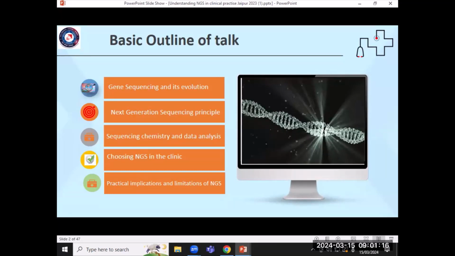So how has gene sequencing evolved over a period of time? What is next generation sequencing? Its principle, and the different sequencing chemistries that we talk about. Whenever you are looking at a report, you should know what kind of chemistry has gone behind getting that data. And choosing NGS in the clinic, what should be the right one? I know we keep hearing so much information about exome and transcriptome and panel and CGP. So you should know its practical implications, and whether it has any limitations.